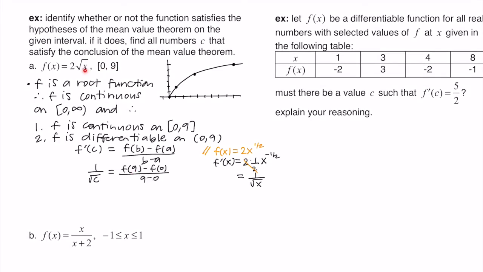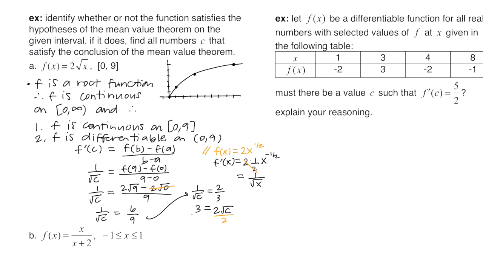So we're going to plug in 9 right here for x, and then we're going to plug in 0 right here for x. So we get 6/9, and 6/9 reduces down to 2/3. At this point, we have a proportion, so I'm going to cross multiply. And again, we're solving for c, so I'm going to divide both sides by 2. So root c equals 3/2, and very last step, we're going to square both sides. And we end up getting 9/4 or 2 1/4.